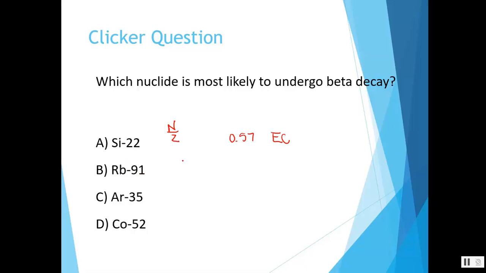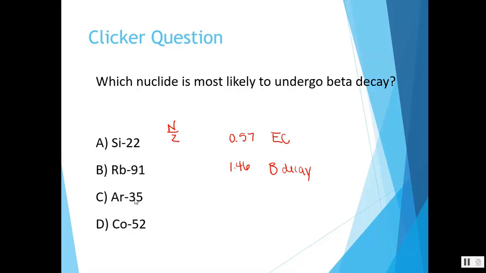This rubidium-91 has an N to Z ratio of 1.46. We have 37 for the atomic number and 54 for our number of neutrons. So this is the element that's most likely to undergo beta decay or beta emission.